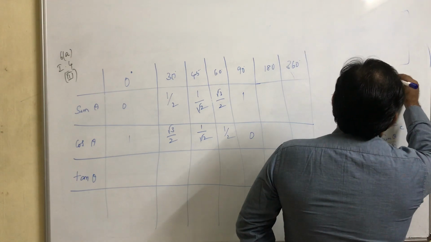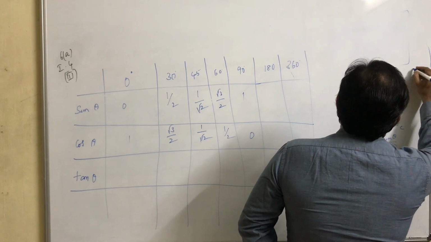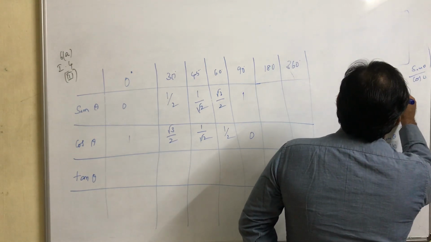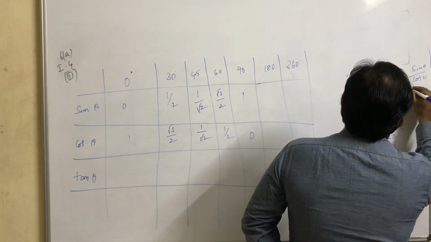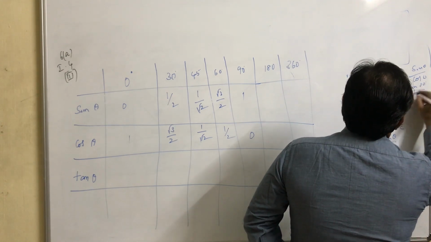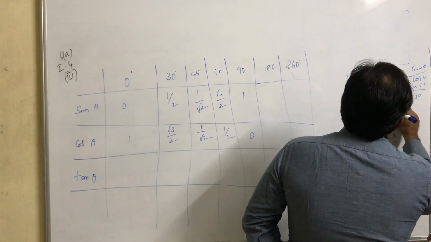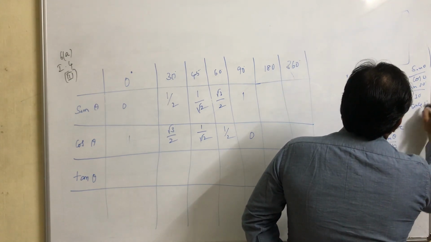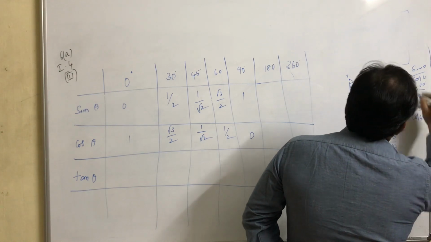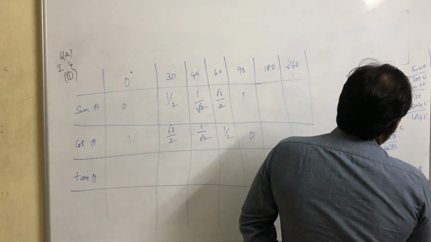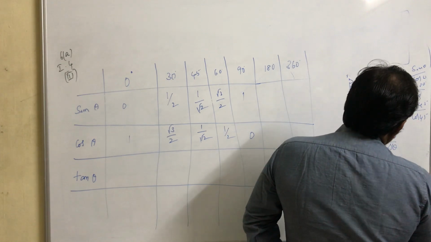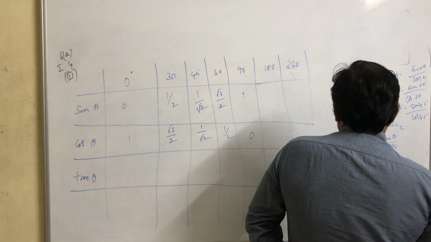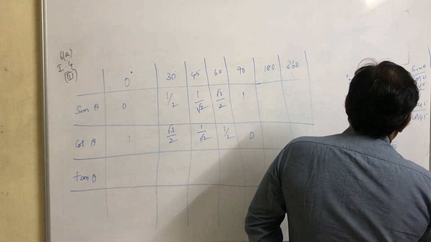So let us say tan 0. What is tan 0? Sin 0 by cos 0. And what is tan 30? Tan 30 equals sin 30 by cos 30. What is tan 45? Tan 45 equals sin 45 by cos 45. It is the same thing, because theta is a generic value. It can be anything, 1 degree, 2 degree, 3 degree, whatever it is.